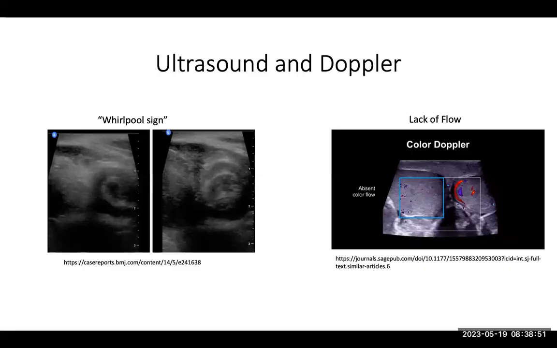And so on the left side of the screen, you can see the whirlpool sign. This is the spermatic cord essentially twisting on itself on ultrasound, and on the right you can see the color Doppler, or the lack of flow on the left side there.